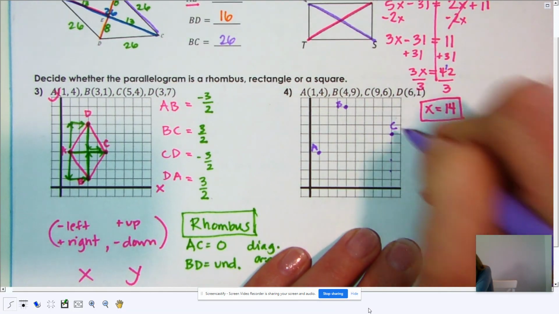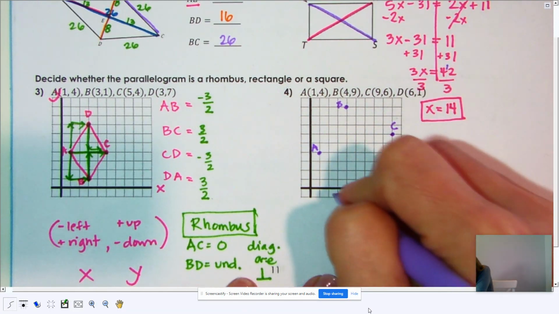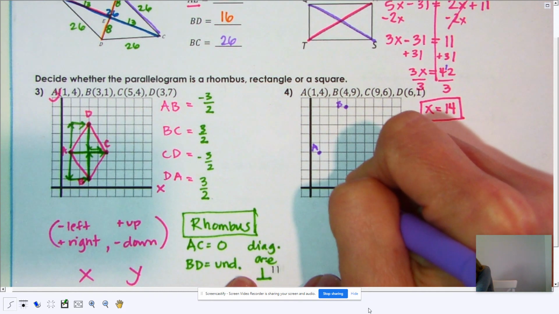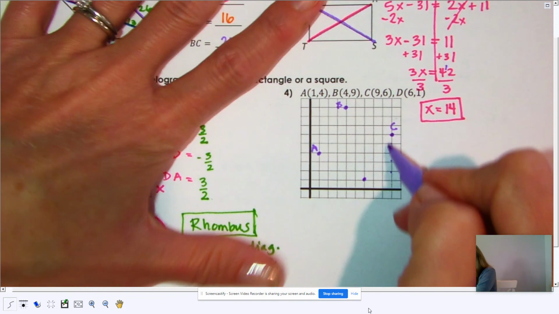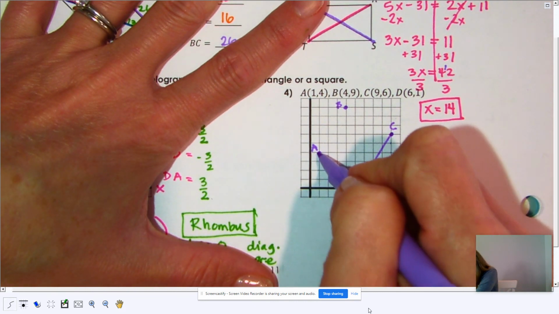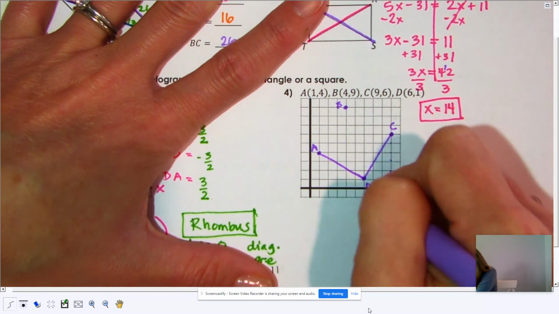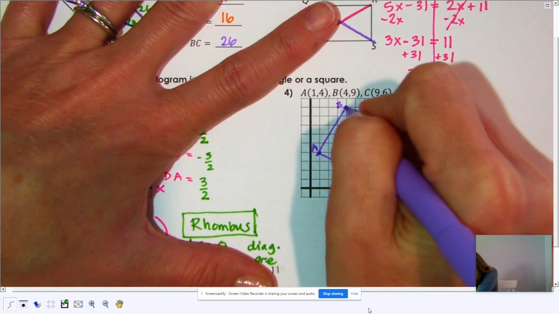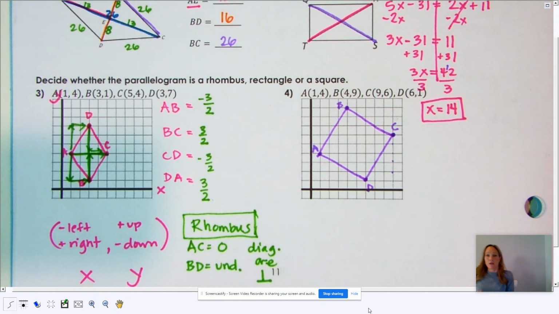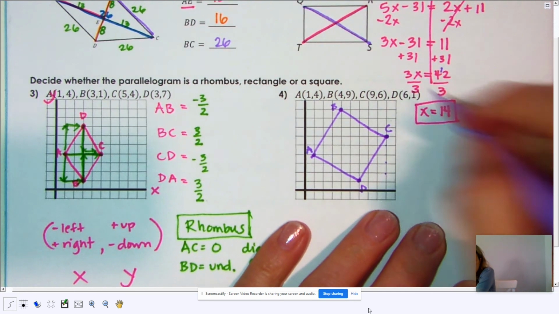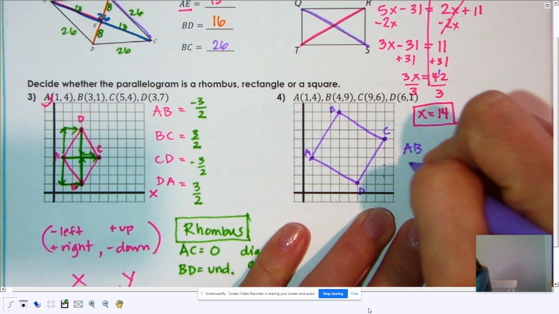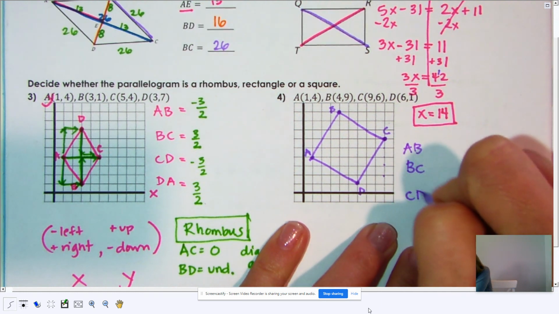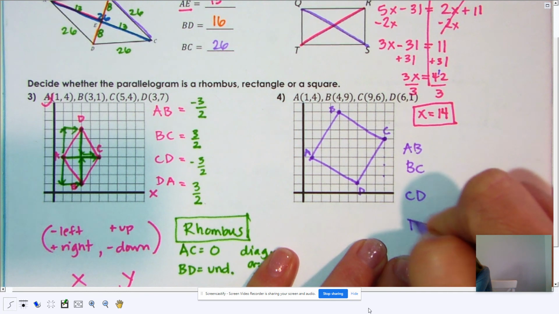I'm not messing this up here. And then D is over 6, up 1. So to the right by 6, 1, 2, 3, 4, 5, 6, up by 1. I forgot to put a D down there. Connect all the dots there. Okay, so now we want to find the slopes again. So we're going to go from A to B, B to C, C to D, and D to A.